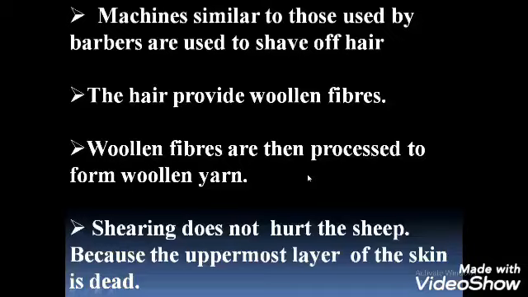Have you heard about barbers? What are they doing? Yes, they cut our hair. They shave our beards, right? These barbers use some types of machines. Machines similar to those used by barbers are used to shave off hair. In the case of sheep, we shave the sheep's fleece, and this process of removing hair is known as shearing. This is done by machines similar to those used by barbers.